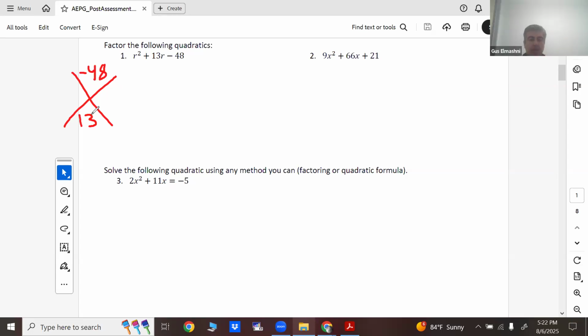Well, let's try this next one here. So let's try factoring. Okay then. So what two numbers multiply to -48 and add to 13?